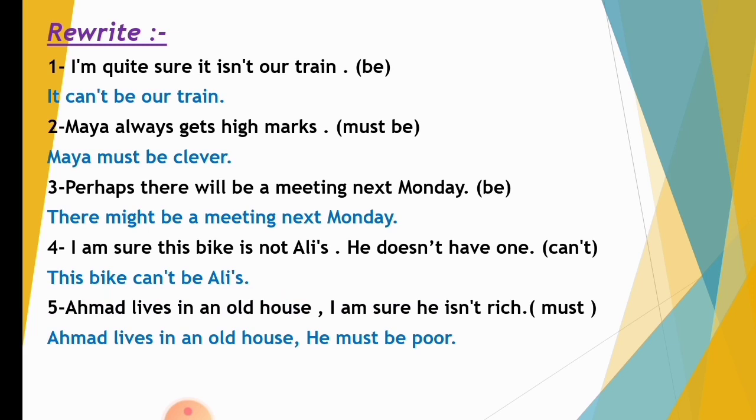Ahmed lives in an old house. He must be poor. I can ask you here to use can't. So what's the answer? Ahmed lives in an old house. He can't be rich. Both of them are equal in meaning.